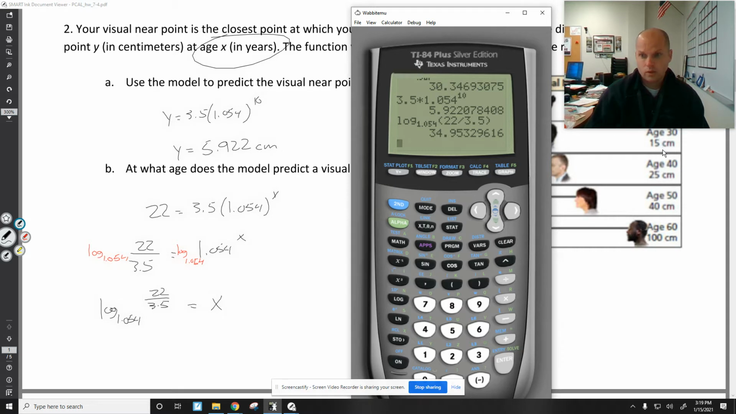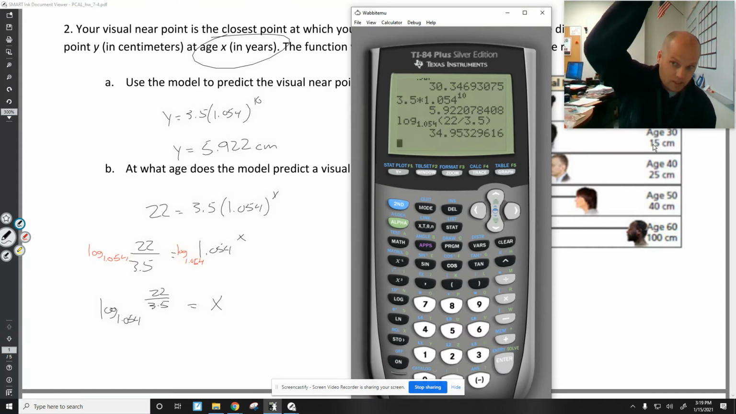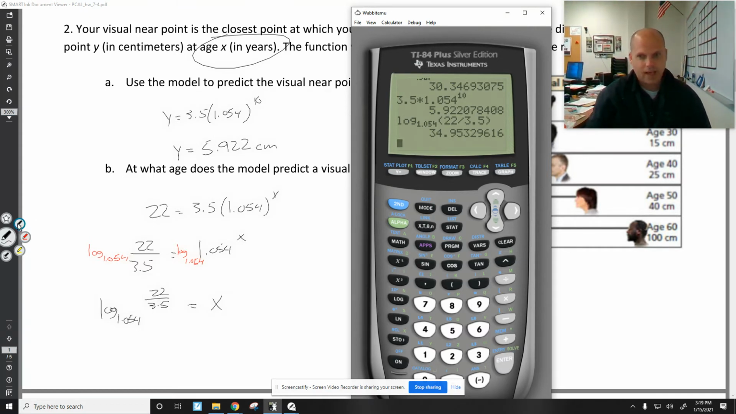34 years. Oh, okay, so it's an exponential growth. Duh, Mr. Messer. It's not going to be exactly in between. So it's rapidly increasing, so it's not closer to 40. It ends up being closer to 30. So about 34.953 years.